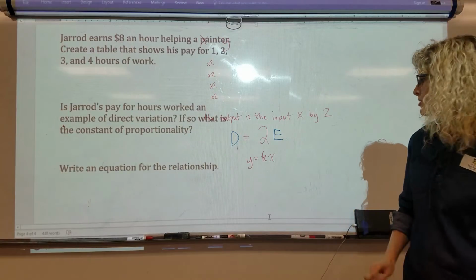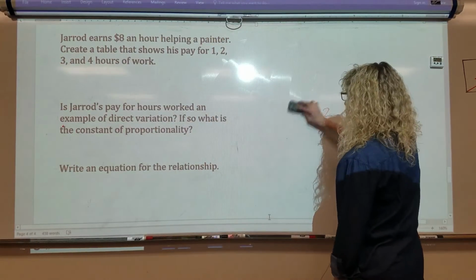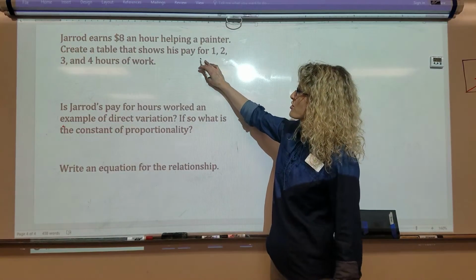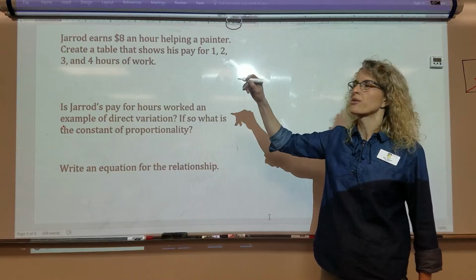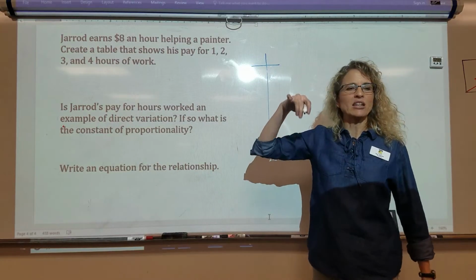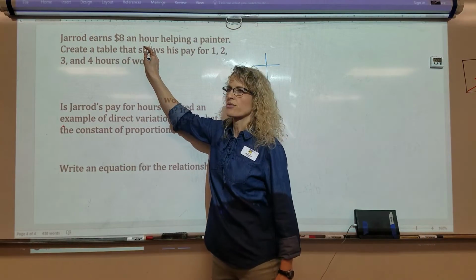Let's do one more. What if we don't have a table and we have to make a table from a given problem? Jared earns $8 an hour helping a painter. Create a table that shows his pay for 1, 2, 3, and 4 hours of work. So my table, I'm going to have my input. I've got dollars and hours.